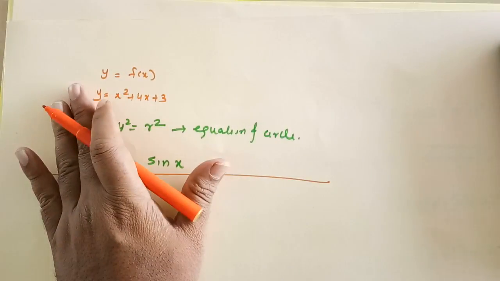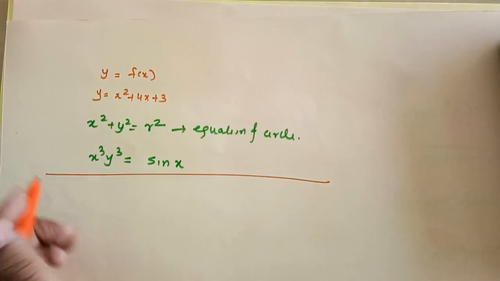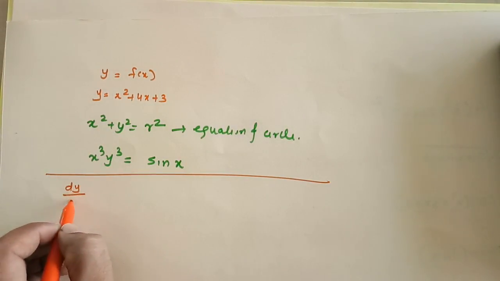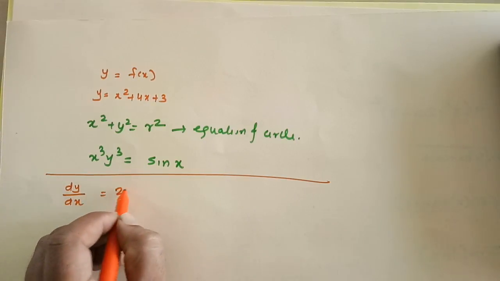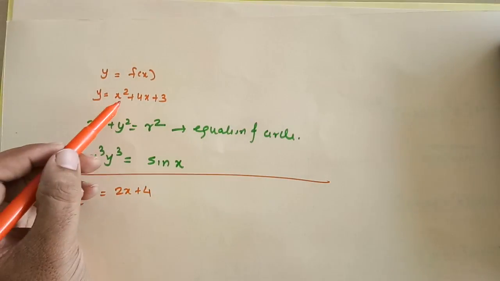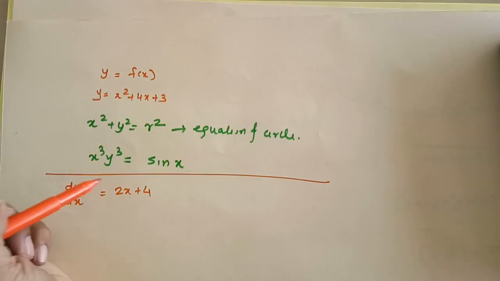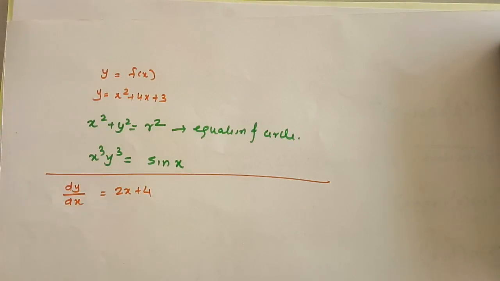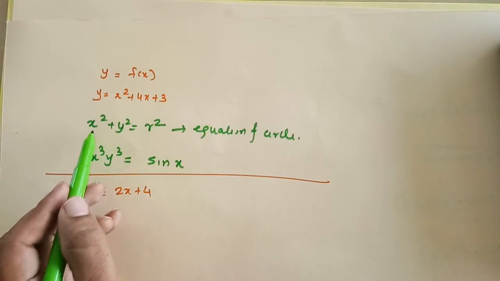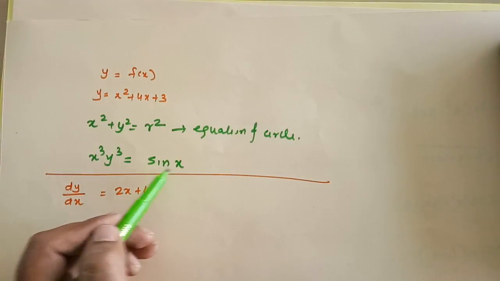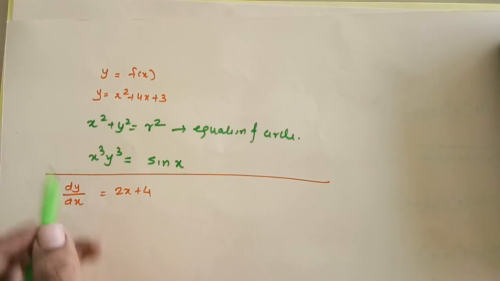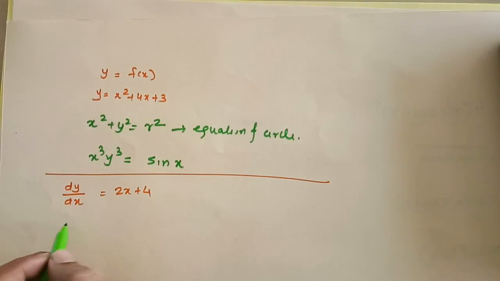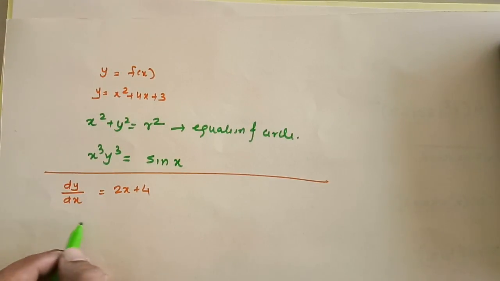For the first one, the derivative is going to be 2x plus 4, because the derivative of x squared is 2x and the derivative of 4x is 4. Now, if I wanted to differentiate x cube y cube equals sine x, it's a little complicated. So first I'll explain simple differentiation of y with respect to x.